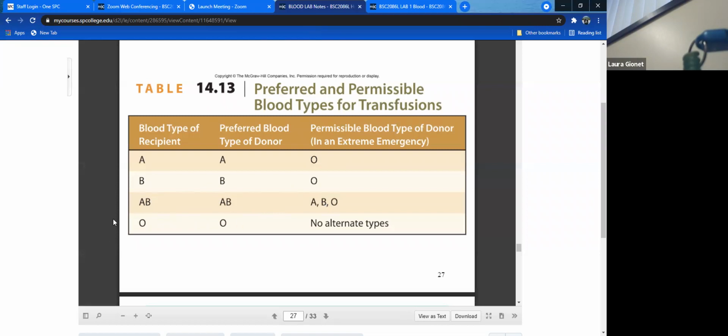And if you're blood type O, you can only receive from O, because remember, blood type O makes A and B antibodies as the patient, as the recipient. So it can't have any red blood cell introduced to it that would have an A or B antigen on the cell surface. So O to O.